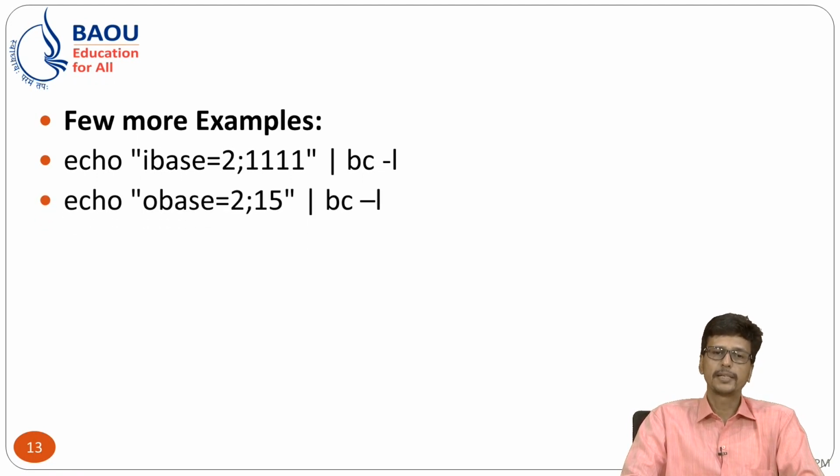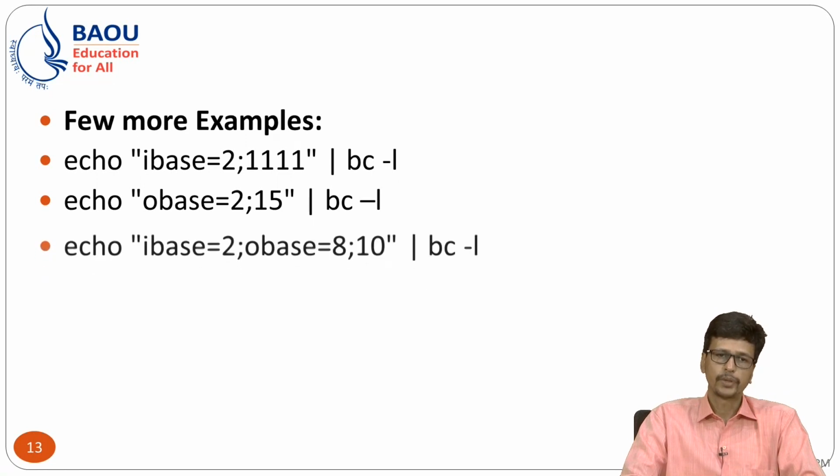Another is obase=2. Then what happens? The output that you require is in binary. So you are entering obase=2. The input base by default here is decimal. So if you want to convert decimal to binary, in this example, if you want to convert decimal 15 into binary, in that case you use this command obase=2, and whatever data is in decimal, 15, it will convert into binary.